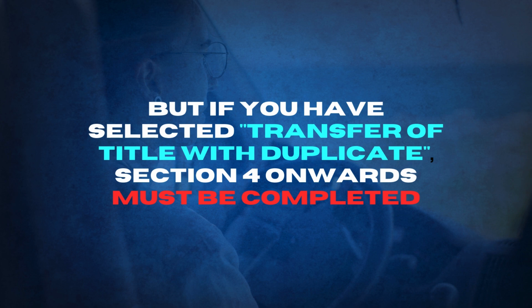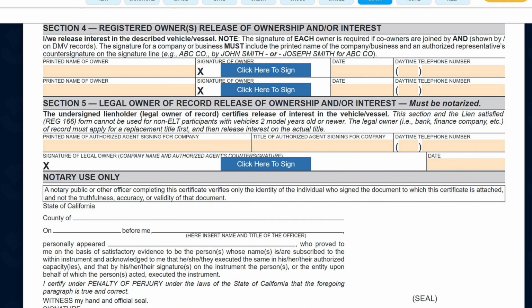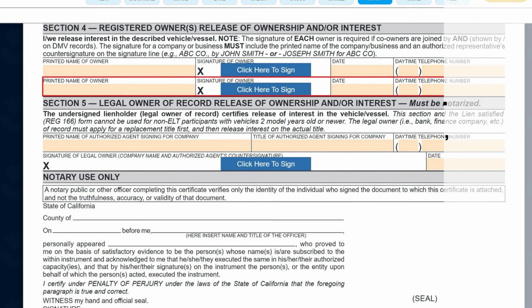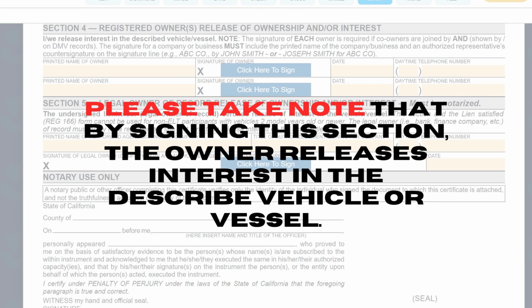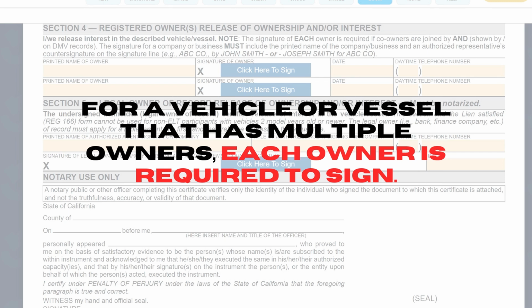For the fourth section, indicate the full legal name and signature of the owner. Then add the date when it was signed, along with a telephone number. Additional owners may indicate the same set of information on the space provided below. Please take note that by signing this section, the owner releases interest in the described vehicle or vessel. For a vehicle or vessel that has multiple owners, each owner is required to sign.